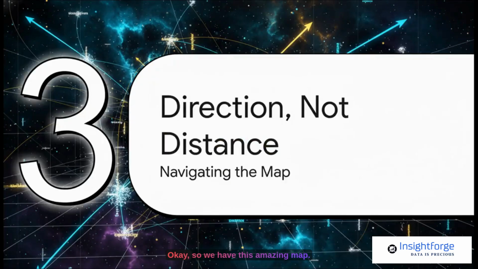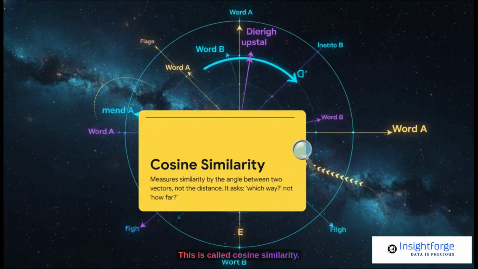Okay, so we have this amazing map, but how do we use it to figure out if two words are similar? Now, you might think it's just about measuring the distance between two points, right? But the truly elegant solution isn't about how far apart words are, it's about which direction they're pointing. This is called cosine similarity. Think of it like this.